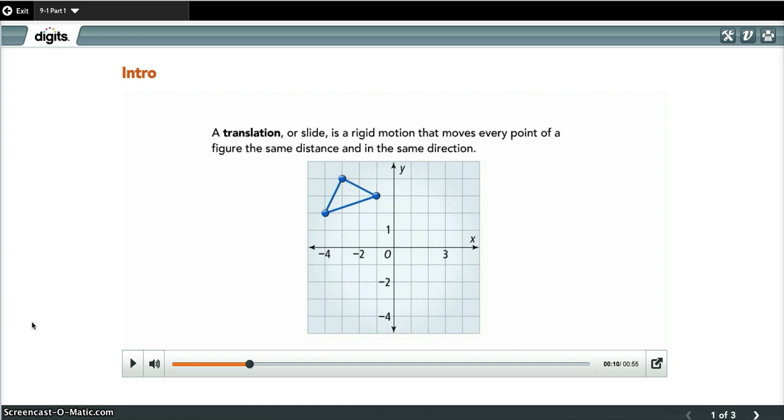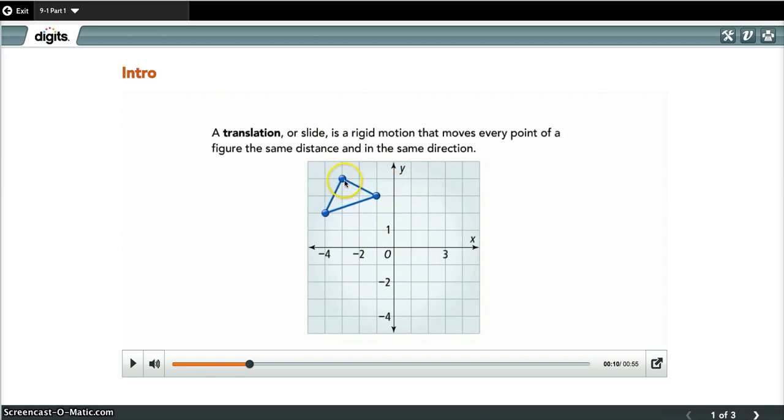You can see this blue triangle on the screen we already have. This is the pre-image. This is where we're starting from. And we're going to translate this triangle by sliding it somewhere else on the coordinate plane. So a translation is a slide, and you might remember that by the SL in translation and the SL in slide. And it's a rigid motion. Remember, that means all of these shapes are going to stay the exact same. They're just going to move locations.